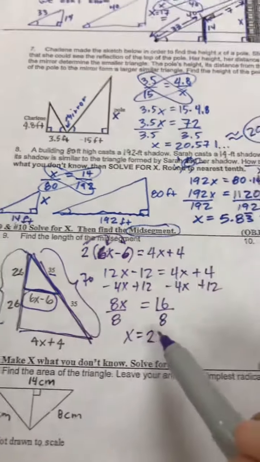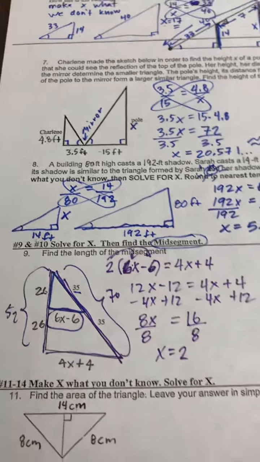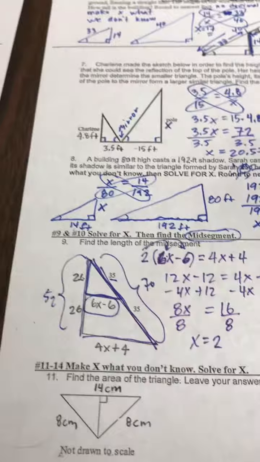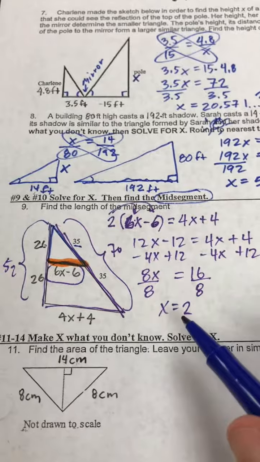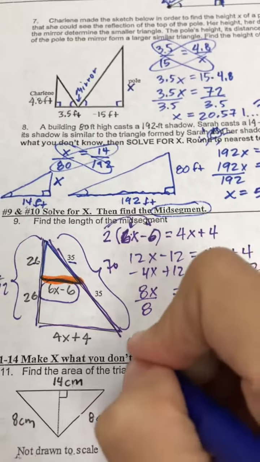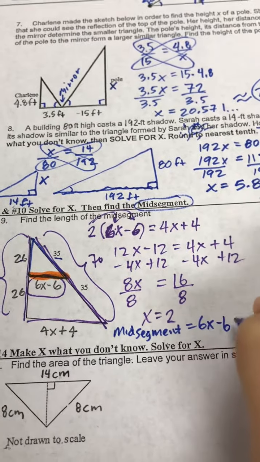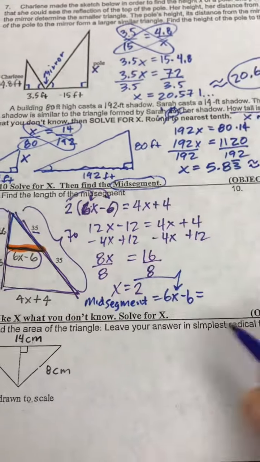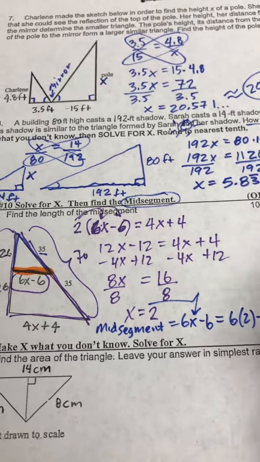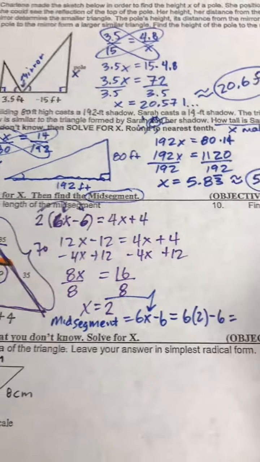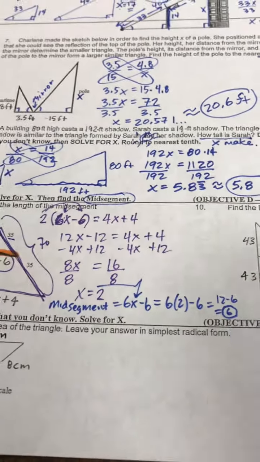Okay, now here's the tricky part, and I don't know if I showed you this. The question actually says, find the length of the mid-segment. Well, this is the mid-segment right here. So if I have to find the length of that mid-segment, I technically need to plug this back in. So the mid-segment is 6x minus 6, and we've solved the mystery of the x. We know x is 2, so 6 times 2 minus 6 would tell me the length of the mid-segment. So that would be 12 minus 6, which would be 6. So the length of the mid-segment is 6.